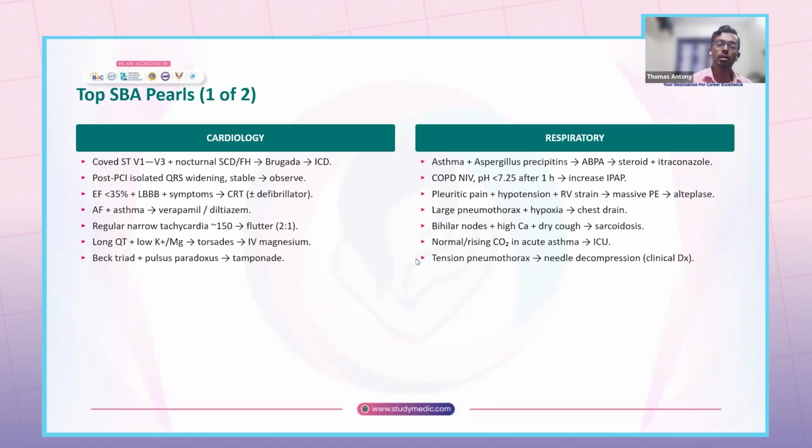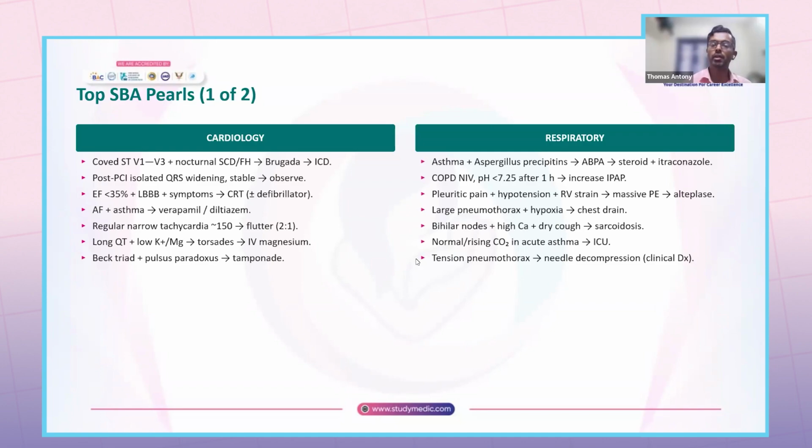And if there is a low ejection fraction along with left bundle branch block with symptoms, you have to think in terms of resynchronization therapy, with or without defibrillator, depending upon the rhythm. AF with asthma, then the drug of choice would be verapamil or diltiazem. Regular narrow tachycardia around 150, you have to think in terms of flutter. Long QT with low potassium or magnesium, Torsades, IV magnesium would be the choice. In Beck's triad, pulsus paradoxus, look for tamponade.